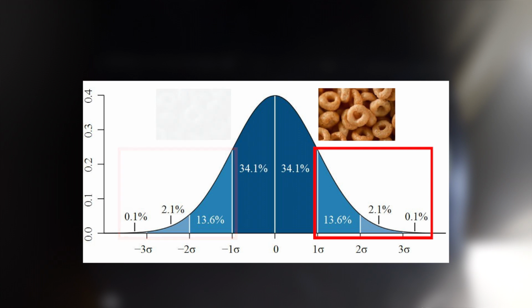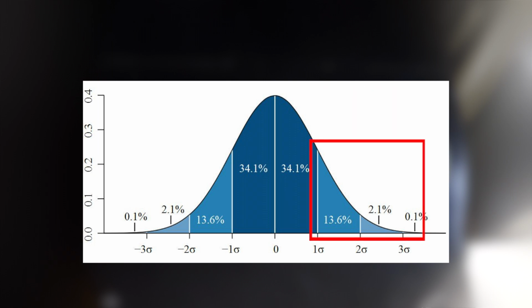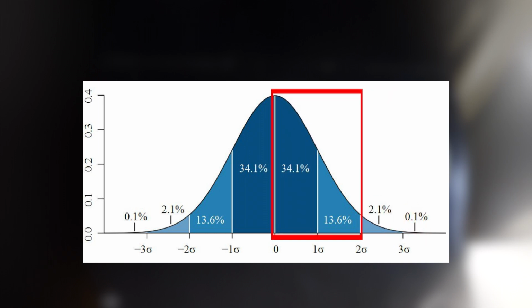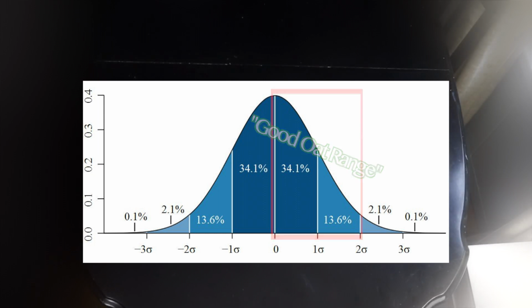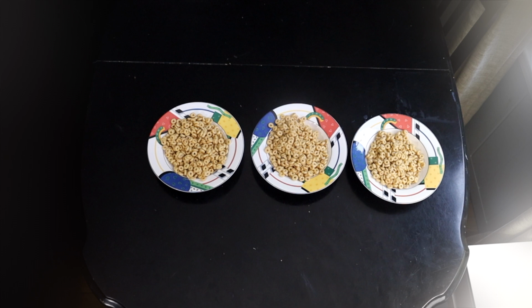Now these are going to be the best of the best over here, the most delicious oats, the ones that really keep you up at night. And our analysis will focus on the first 2 positive standard deviations because this range is considered the good oat range. So first we have to calculate the oat standard deviation, and this is the formula.